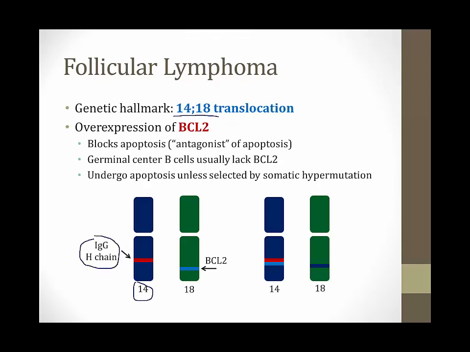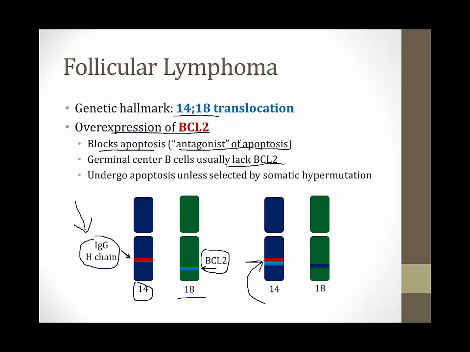Now, B cells like to make antibodies, so they often heavily use this IgG heavy chain. On chromosome 18, there's a gene called BCL2. In this translocation, the BCL2 gene gets translocated so that it is right next to the IgG heavy chain. Thus, as B cells do what they normally do and express the IgG heavy chain, they will also overexpress BCL2. This is a problem because BCL2 blocks apoptosis. It's considered an antagonist of apoptosis, and this can lead to uncontrolled growth of B cells. The B cells in germinal centers usually lack BCL2.